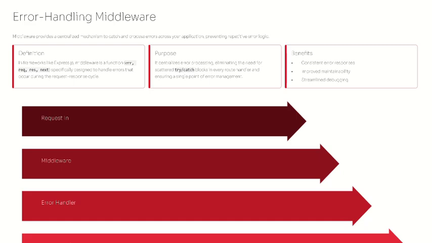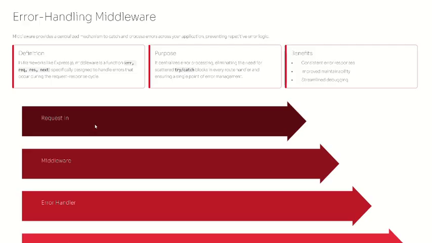We have consistent error responses, improved maintainability, and streamlined debugging, which means we avoid duplicate code, we send consistent error responses, and we have a single place to manage logging and responses. Think of middleware as a checkpoint. Every error flows into it, gets recorded, and then is turned into a safe, user-friendly message before being sent back.